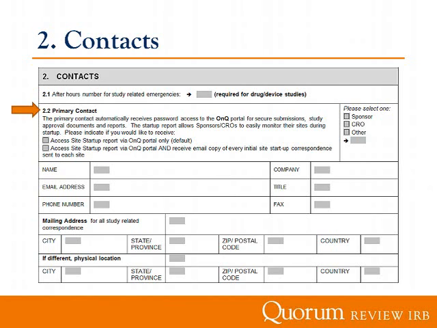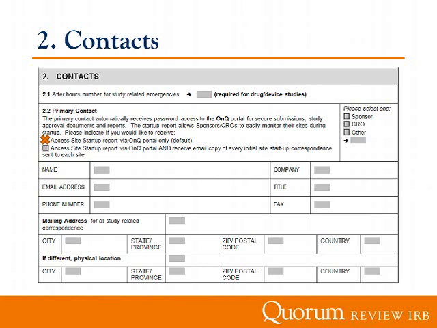2.2 is a section for the primary contact for this protocol. This is something that's very important to remember here. The two boxes below can lead to very different outcomes. Now, if you choose to access your site's startup via the OnQ portal only, and the OnQ portal is our secure online website, you can see where the sites are during the startup process.